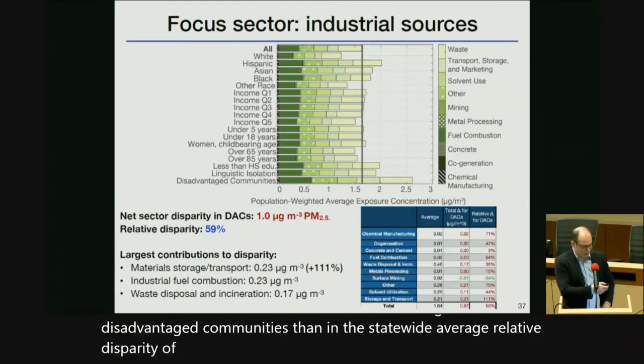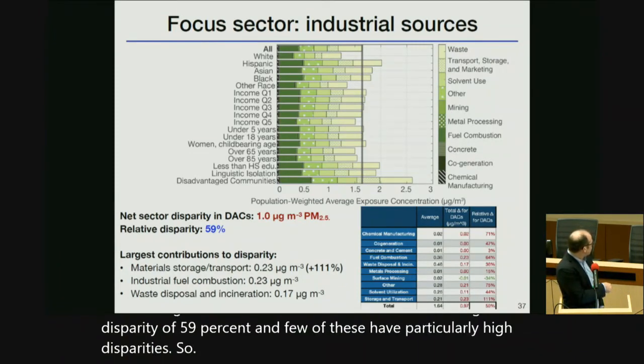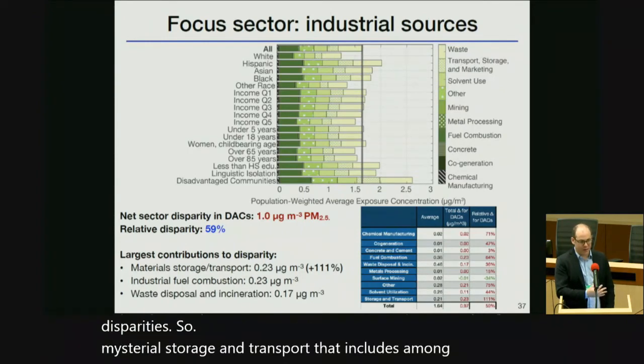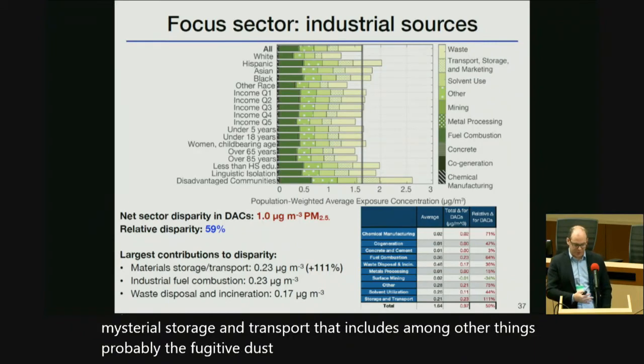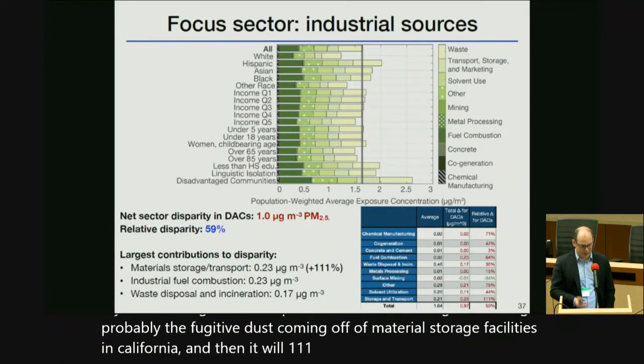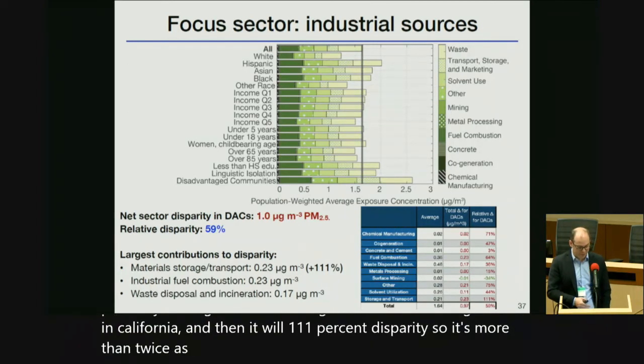And a few of these have particularly high disparities. So material storage and transport, that includes, among other things, probably the fugitive dust coming off of material storage facilities in California, has a 111% disparity. So it's more than twice as high for the disadvantaged communities than for the statewide average.